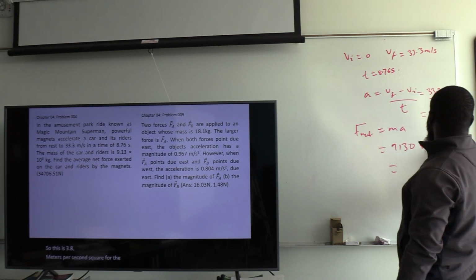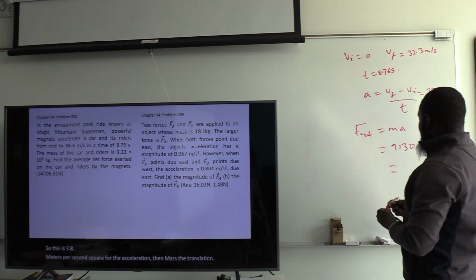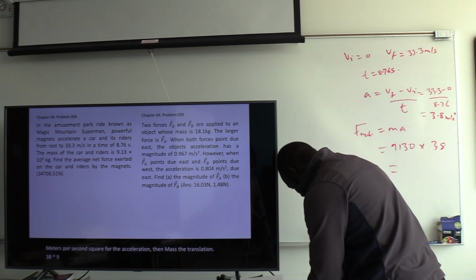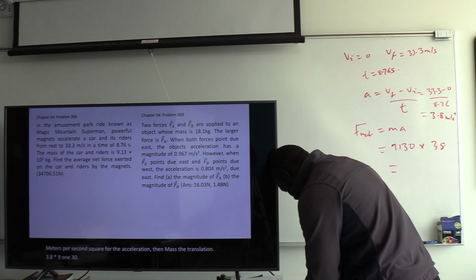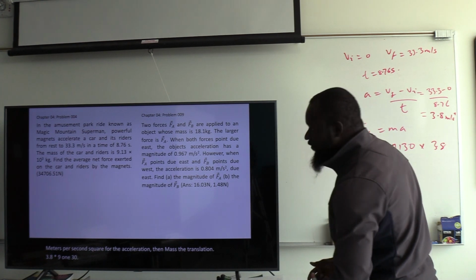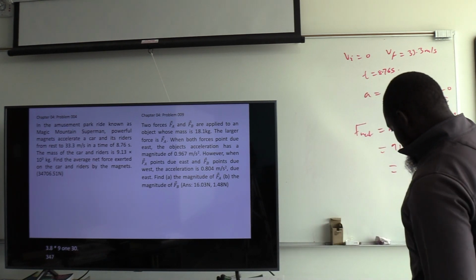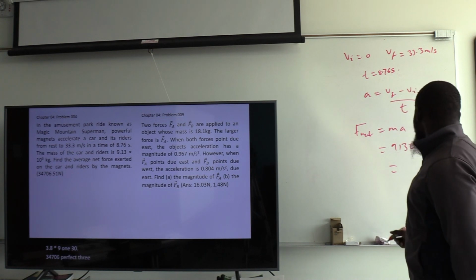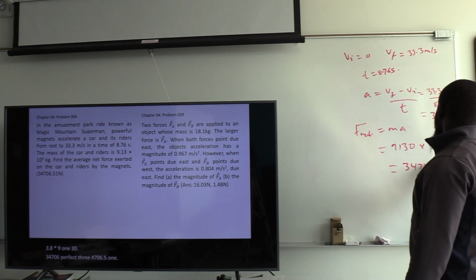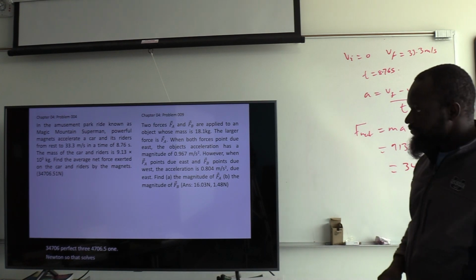Then mass times acceleration. 3.8 times 9130 is 34706. Perfect. 34706.51 newtons. And that solves it as the net force.